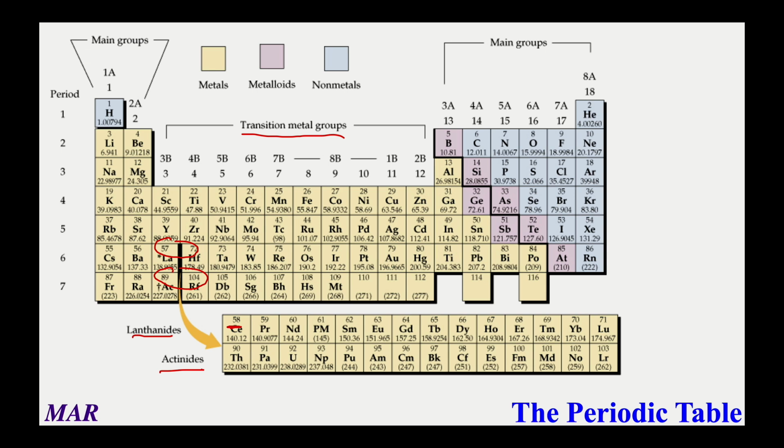Main groups on the periodic table are usually referred to with A's. So you can see there's a 1A, 2A, and on the right-hand side, 3A is there, 4A, all the way through 8A. Main group metals and non-metals are usually those regions right there. The transition metals, lanthanides, and actinides are kind of their own group.